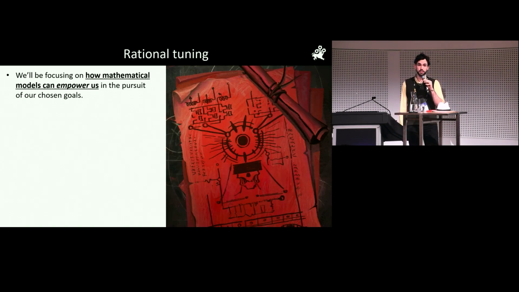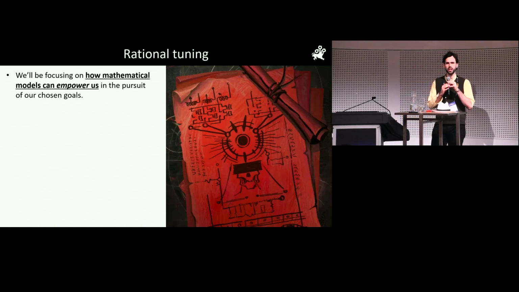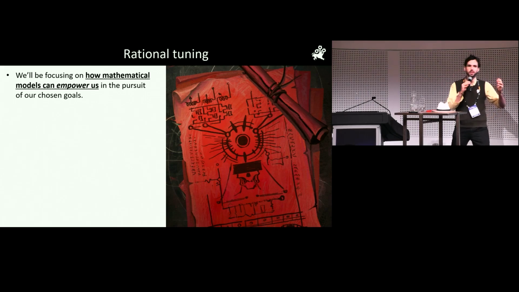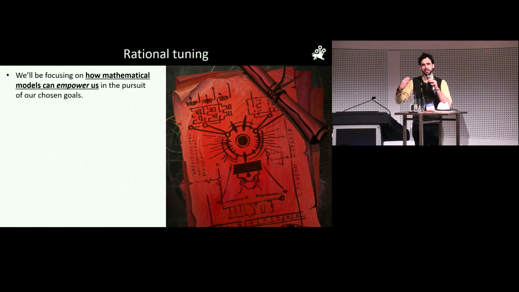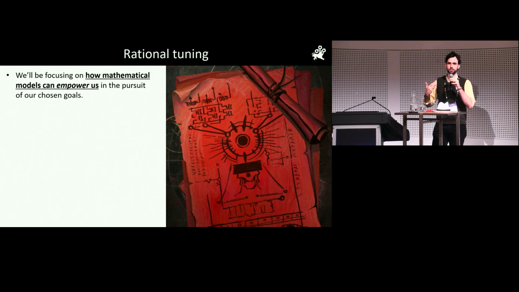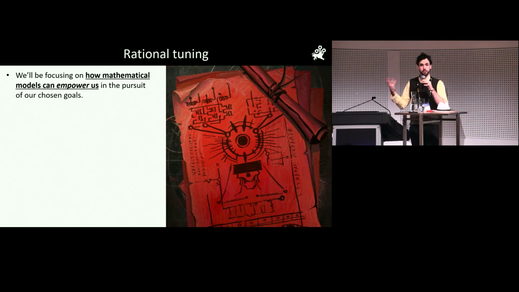So even more specifically, I want to focus on what I call rational tuning, which is the use of mathematical models to empower us in the pursuit of those goals, whatever those goals might be. The particular goal I am going to be looking at is fairness. It's not all these other ones, because it's probably the simplest one to do math for. But I believe you can use all of these techniques for any of these things, because from an abstract point of view, it's about modeling how well you've accomplished a given goal.